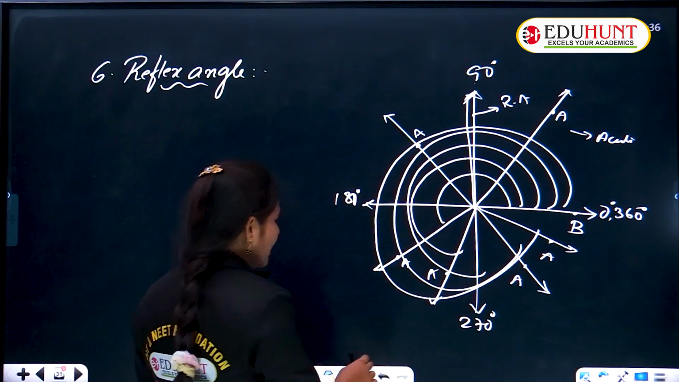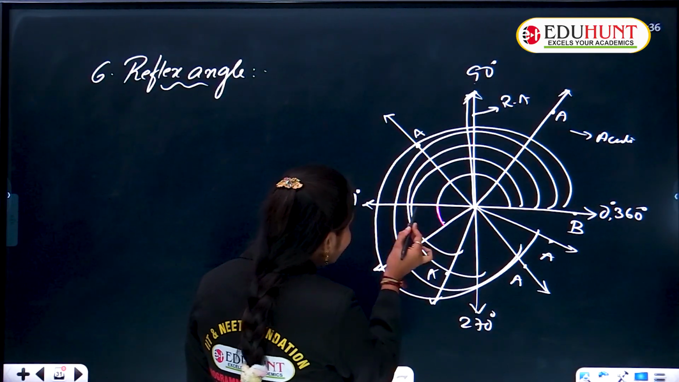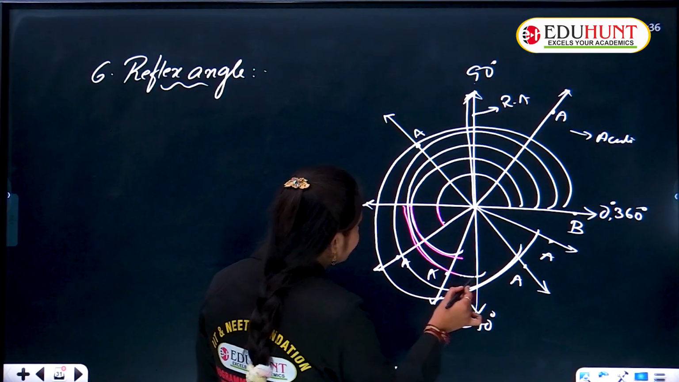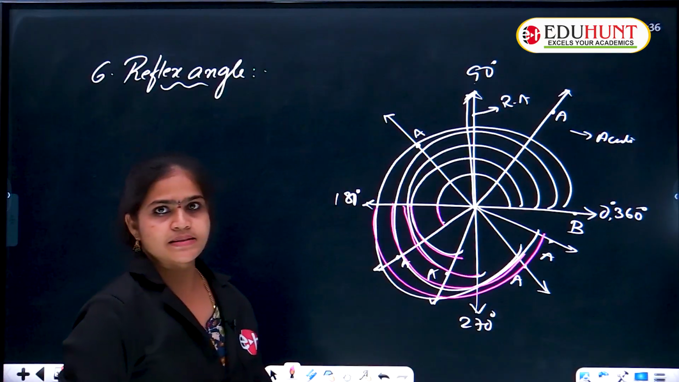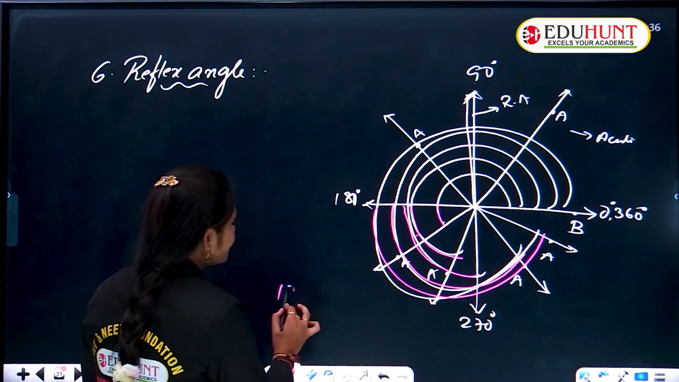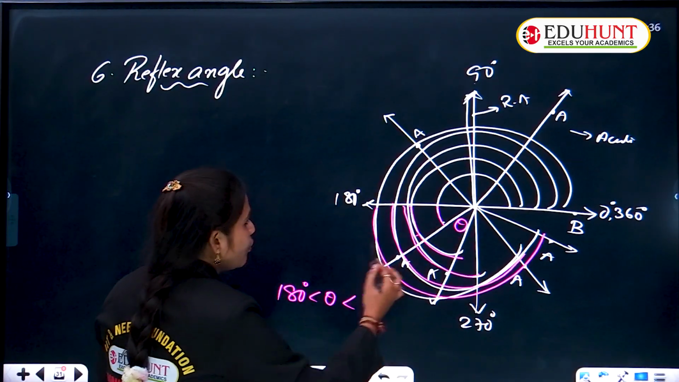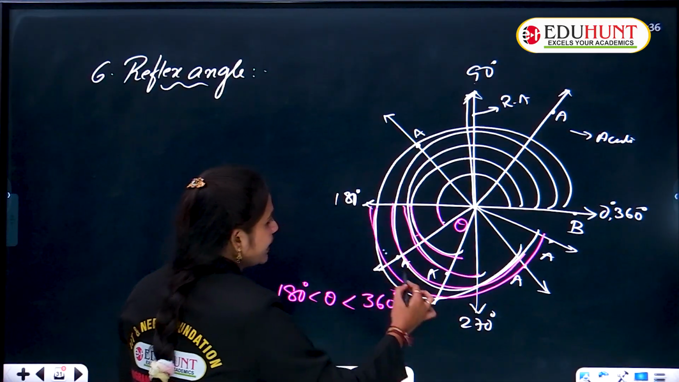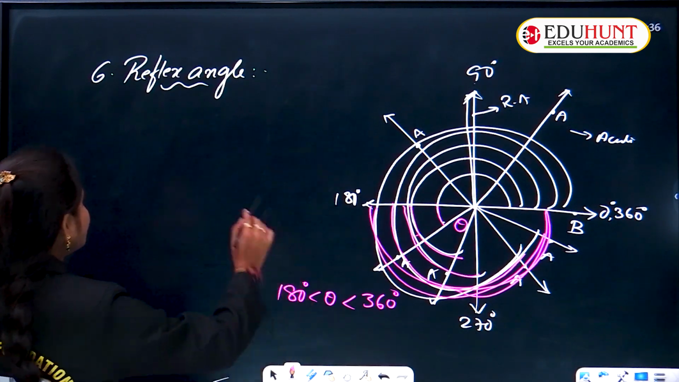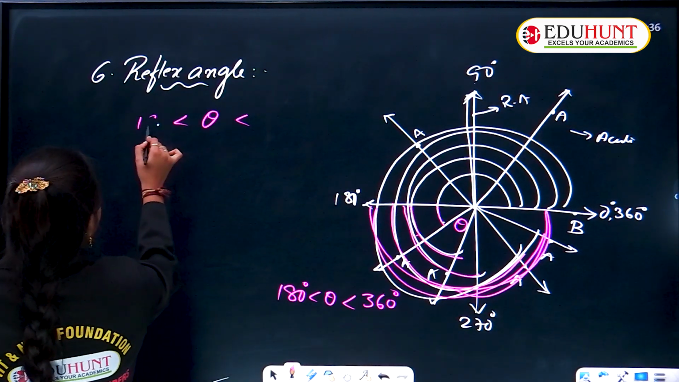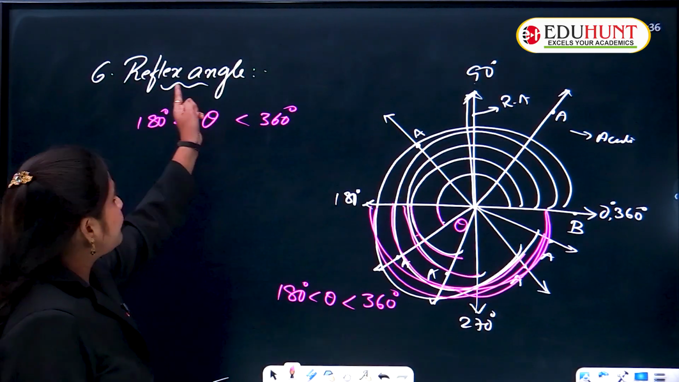obtuse angle. Now the angle lies in between, see here, I will shade that. Which one am I shading now? Yes, pink ones. These angles which lie in between 180 degrees and 360 degrees, take this one as theta, any angle in between we can consider as a reflex angle. Understood? Then we can say, if theta lies in between 180 degrees and 360 degrees, we will call that angle a reflex angle.